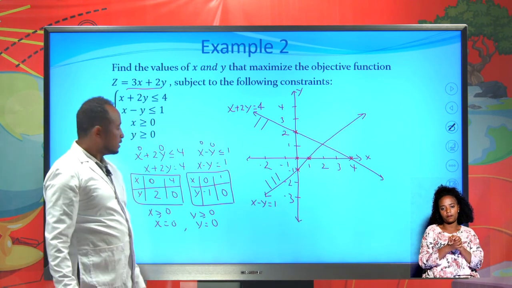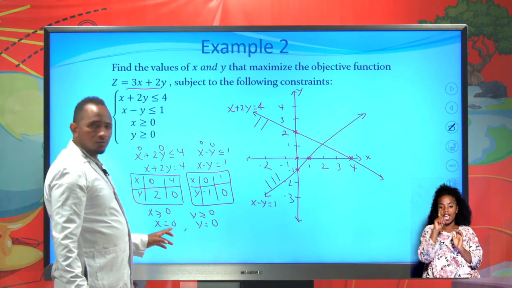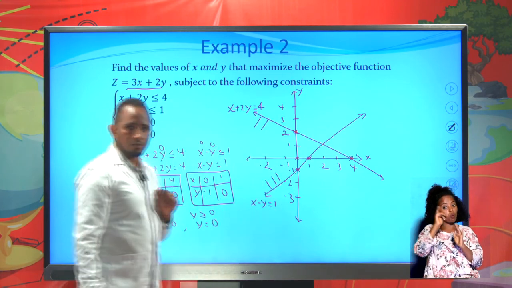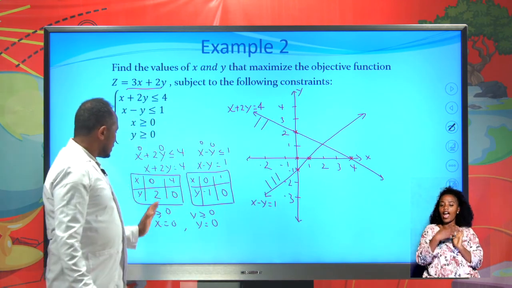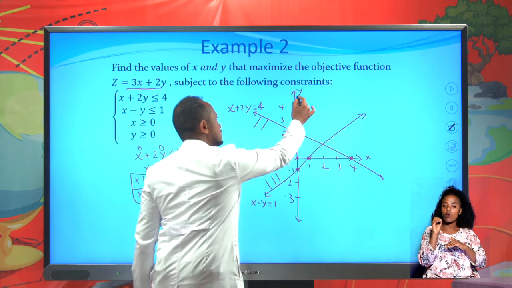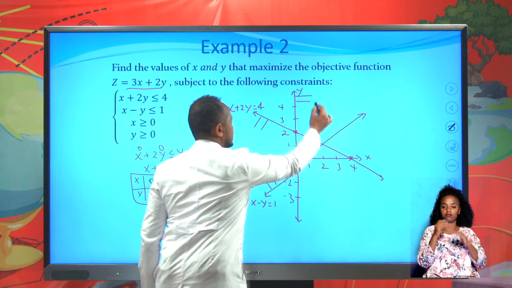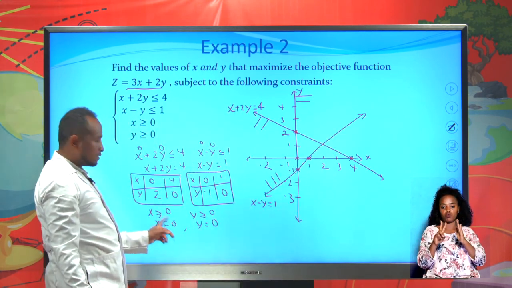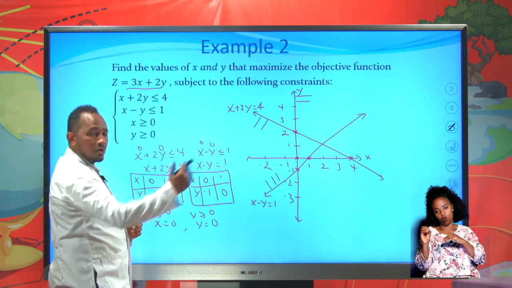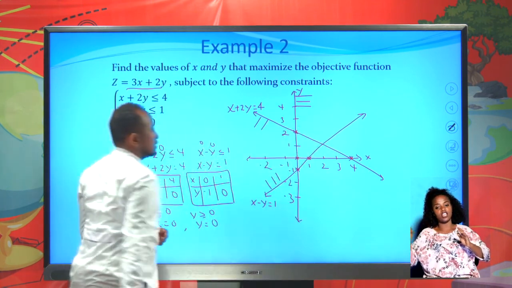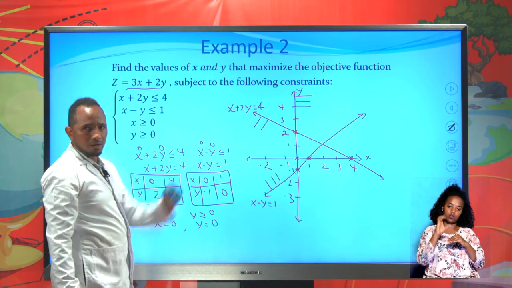And we have x is equal to 0. X is equal to 0 is the y-axis. And the region x greater than 0 will be this part. If you take any point from this part, if you take 2 here, 2 is greater than 0. So the region that makes it true is the right part. Therefore, x greater than 0 will be the other part.